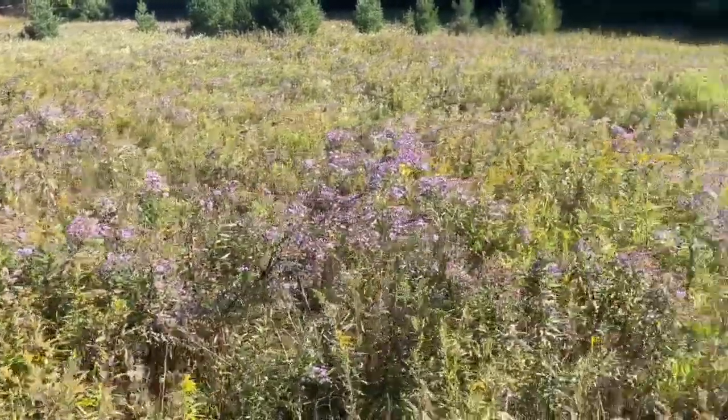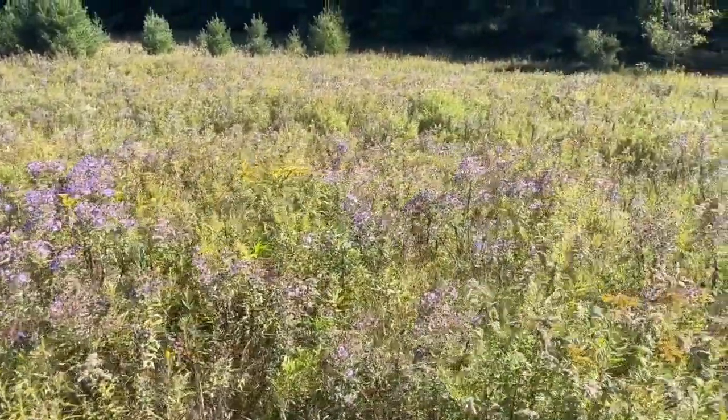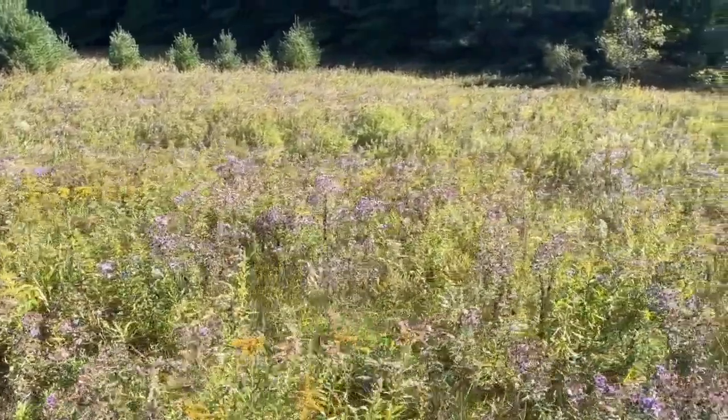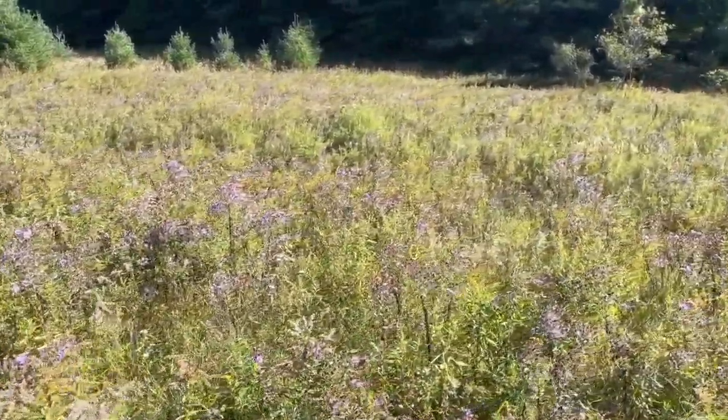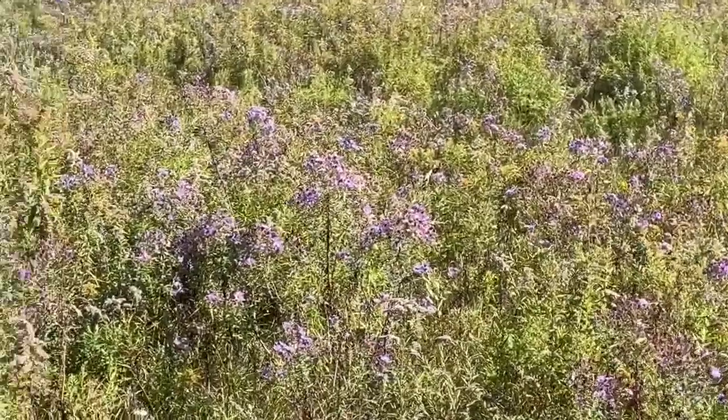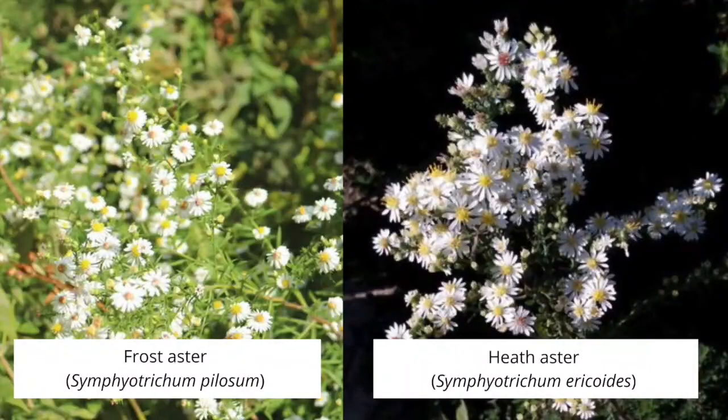Focusing on the asters, we will demonstrate how to compare similar looking species and provide an overview of common aster species we see in Waterloo region. Here are two species of asters, commonly confused as the same species, but I will point out how they are different. The one on the left is known as the frost aster, or Symphyotrichum pilosum, and the aster on the right is the heath aster, Symphyotrichum ericoides.